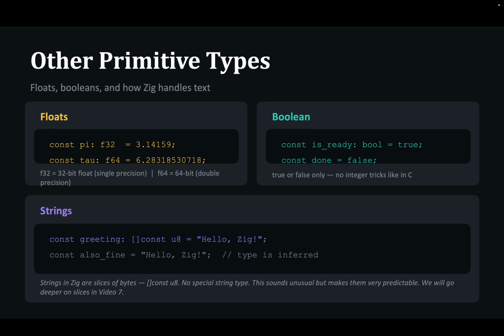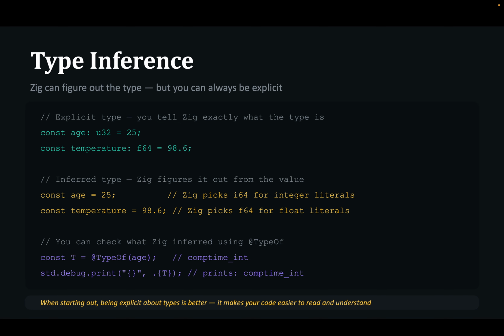We will go much deeper into what slices actually are in video 7. For now, just know that strings in Zig are slices of bytes, and that makes them very predictable. No surprise, no hidden allocation. Let's go to this slide, which is called type inference. Zig can often figure out the type without you writing it. This is called type inference.